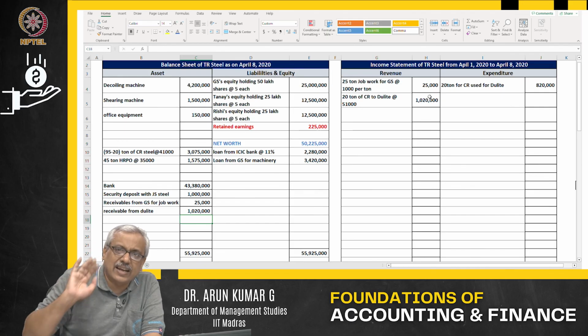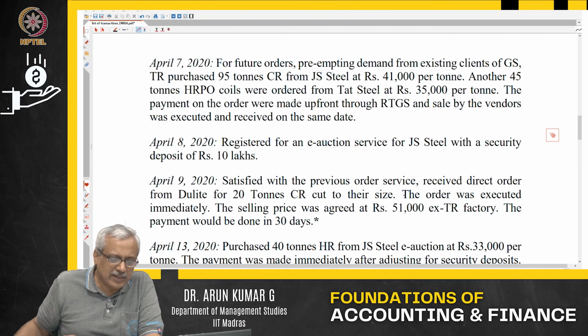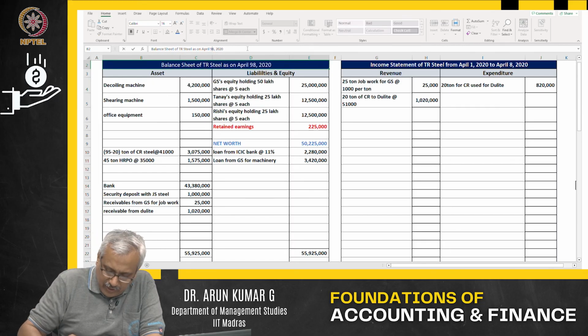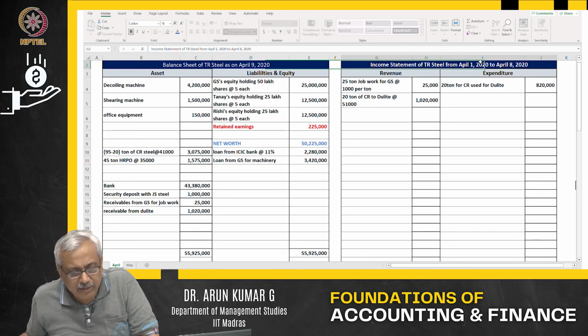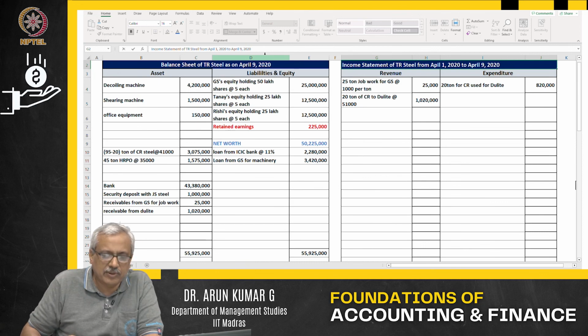So, leave it there. Now, I go back to the statement out here. Oh, I am sorry, I didn't correct the date. This is not as of April 8, this is as of April 9. Thanks, Will, for finding that out. This is from 1st April to 9th April as of date. Out here this is 1st April to 9th April.